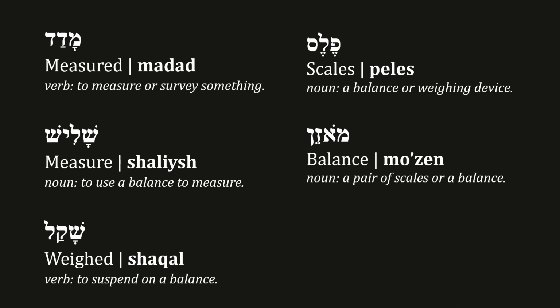It's the device is what it is. It's not the noun for weighing. It's the actual balance or the scale that you use, like what they would use to measure. It actually has that word. And then it actually says again the word balance, mozen. That's a Hebrew word, which is another noun for a pair of scales or balances.